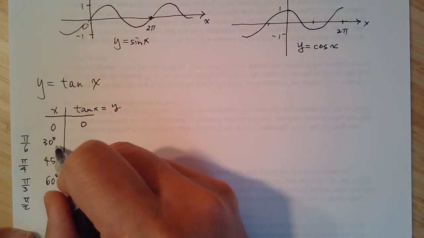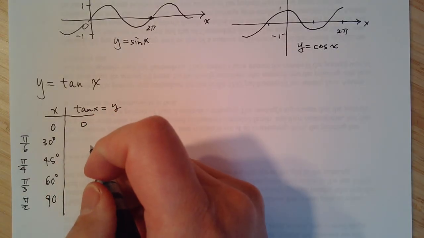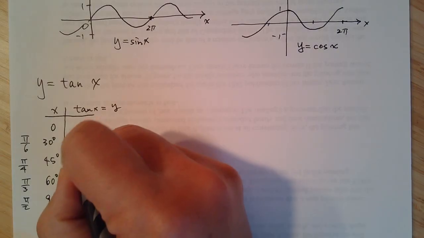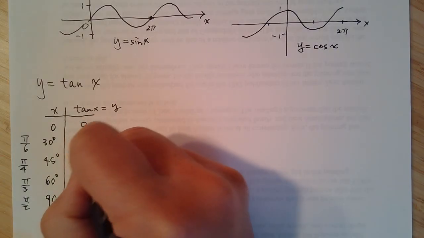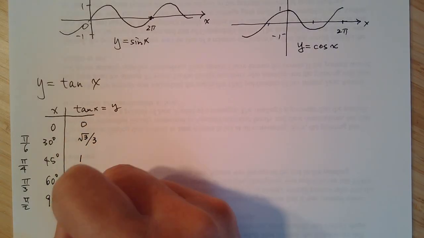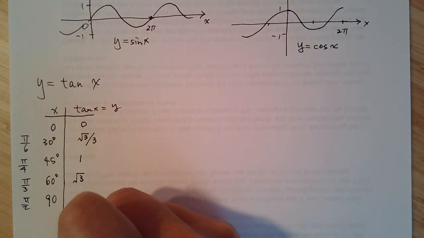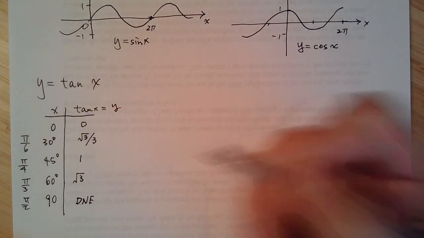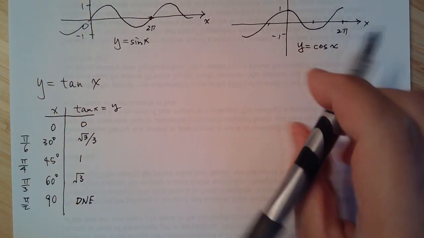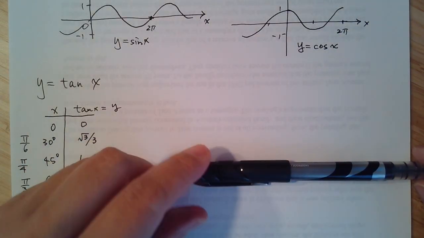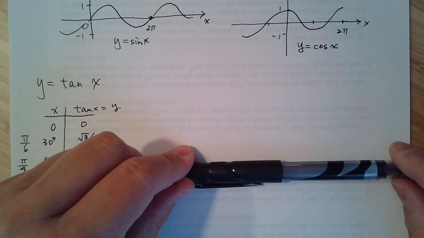And then when it's 30 degrees, do you remember this? It's root 3 over 3. And here's 1, here's root 3, and here is undefined or does not exist. All right? And so think about the tangent as kind of like the slope of the line, right?